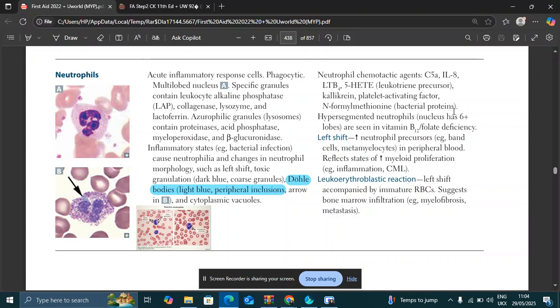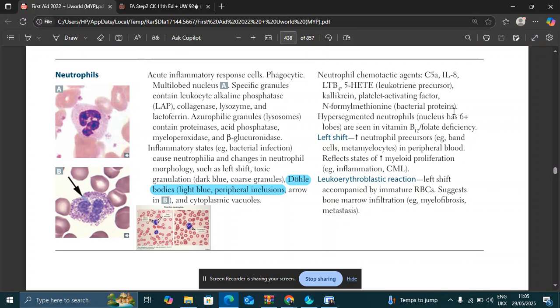Now let's talk about hypersegmented neutrophils. What are hypersegmented neutrophils? I've already told you that neutrophils have a multi-lobed nucleus. Okay. Now what are hypersegmented neutrophils? In simple words, if the nucleus of the neutrophil has six or more lobes.